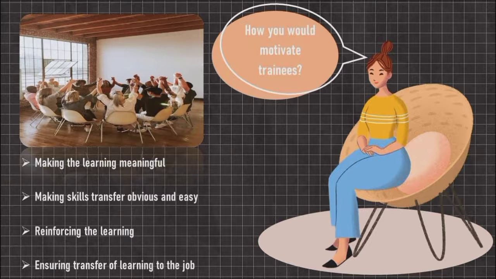Second, making skills transfer obvious and easy. Make it easy to transfer new skills and behavior from the training site to the job site. Maximize the similarity between the training situation and the work situation. Meaning, make it as realistic as possible in the training, so that the trainees would not be culture shocked when they are already in the work field or in a certain kind of situation. Provide adequate practice or demonstration so that they know how to do it right.